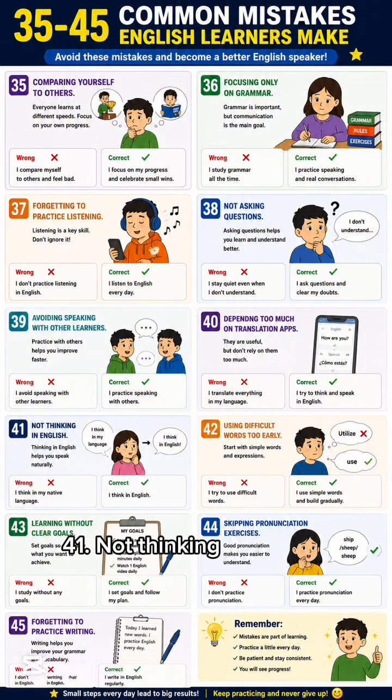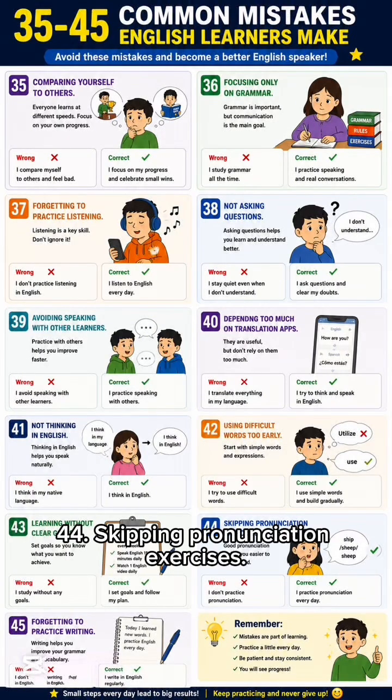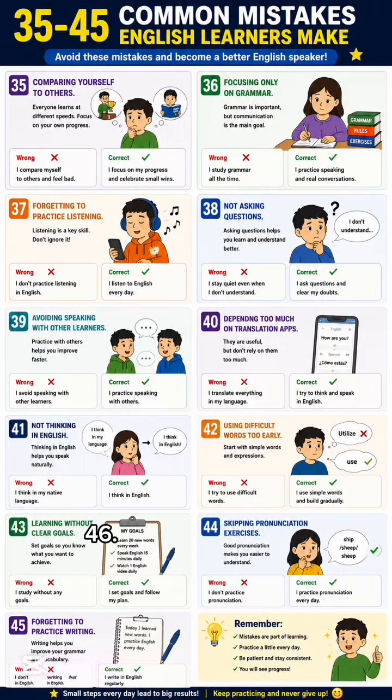41. Not thinking in English. 42. Using difficult words too early. 43. Learning without clear goals. 44. Skipping pronunciation exercises. 45. Forgetting to practice writing. 46. Not learning from corrections.